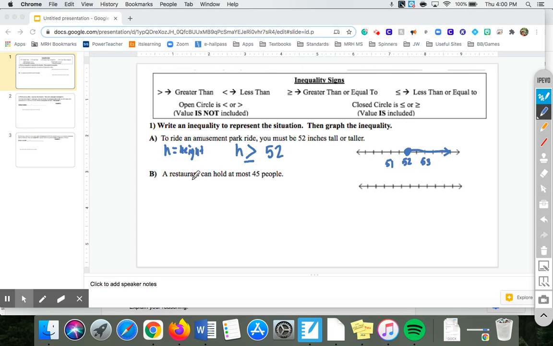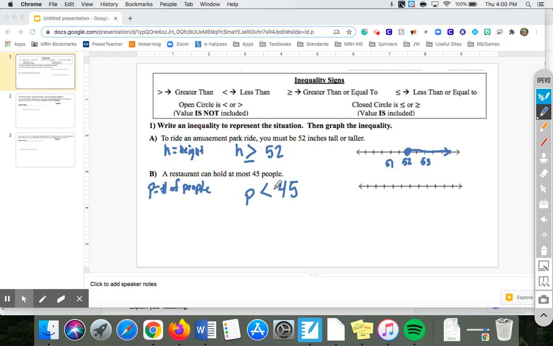So b, then: a restaurant can hold at most 45 people. So we'll say p represents the number of people, and I'm going to say p, we're comparing that variable to 45. So if it's at most 45 people, I've got to think, how many people can be in that building? So I can have at most 45. That means that I can be under that, so I can be less than.